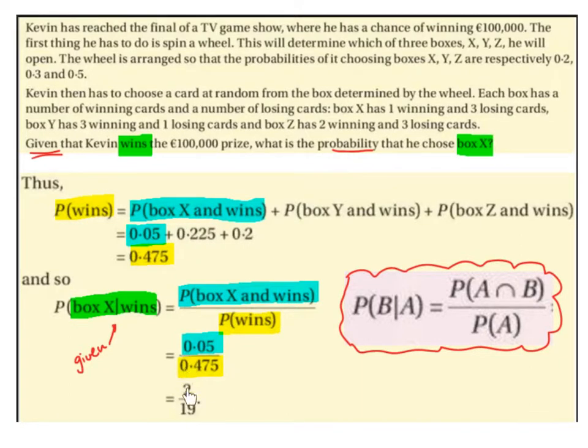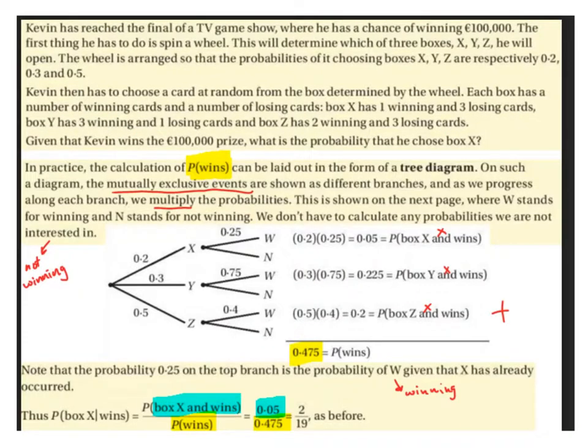And that is 2/19. In practice, the calculation of the probability of winning can be laid out in the form of a tree diagram. On such a diagram, the mutually exclusive events are shown as different branches, and as we progress along each branch, we multiply the probabilities. This is shown on the next page, or shown down here, where W stands for winning and N stands for not winning. We don't have to calculate any probabilities we are not interested in. So we're not interested in not winning.